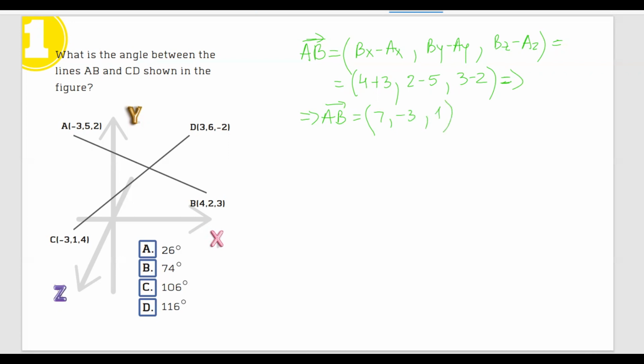Same thing, let's do vector CD. We're going to have DX minus CX, DY minus CY, and DZ minus CZ. And this will give us 3 minus 3 plus 3, 6 minus 1, and minus 2 minus 4.